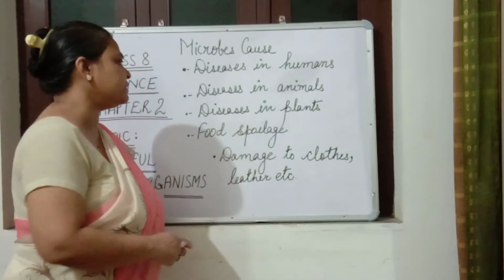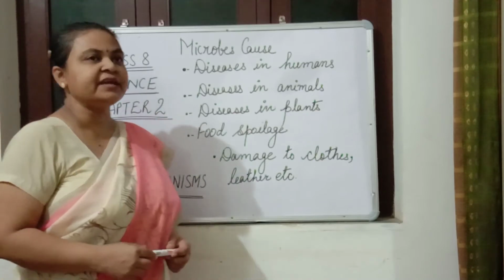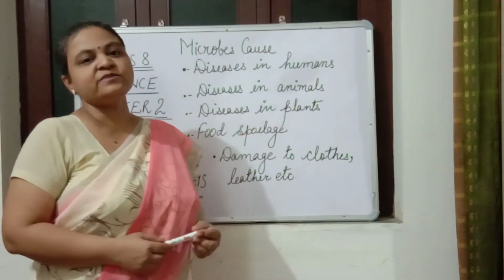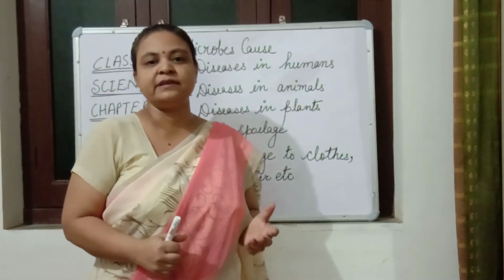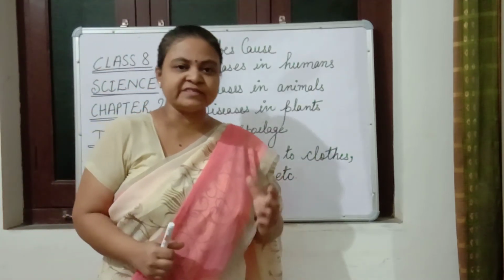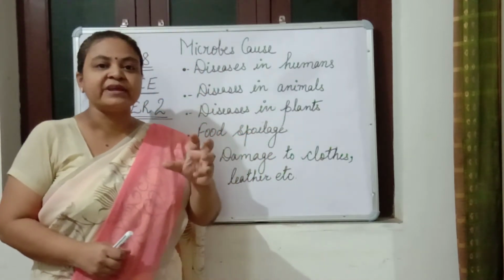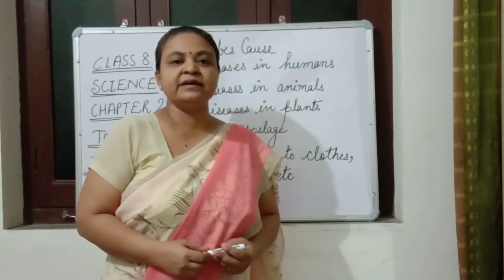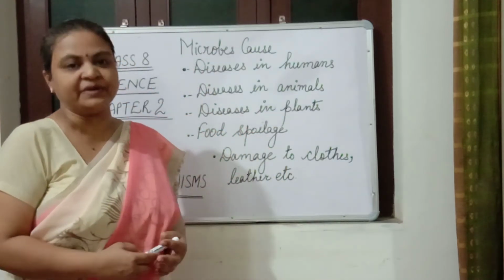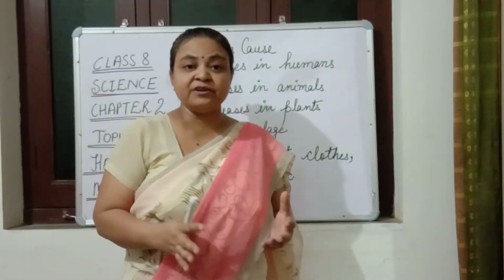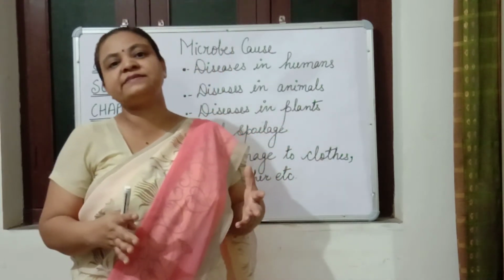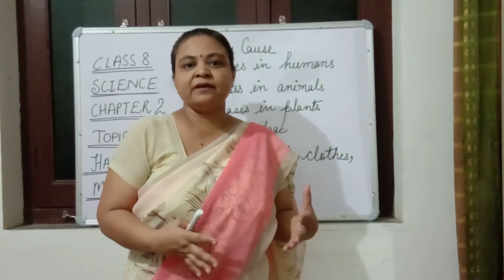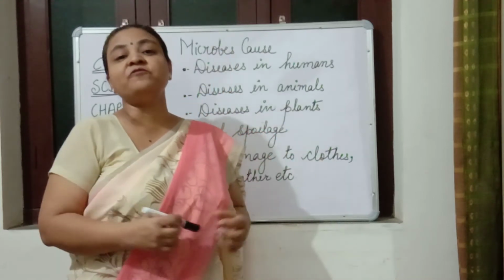Now coming to the diseases in the plants. Bacteria, virus and fungus also bring about diseases in plants. You must have seen spots on oranges and lemon. The brown colored spots on oranges and lemon, that is citrus canker. Then some kind of fungus causes a disease called apple scab in apples. Then rust of wheat.